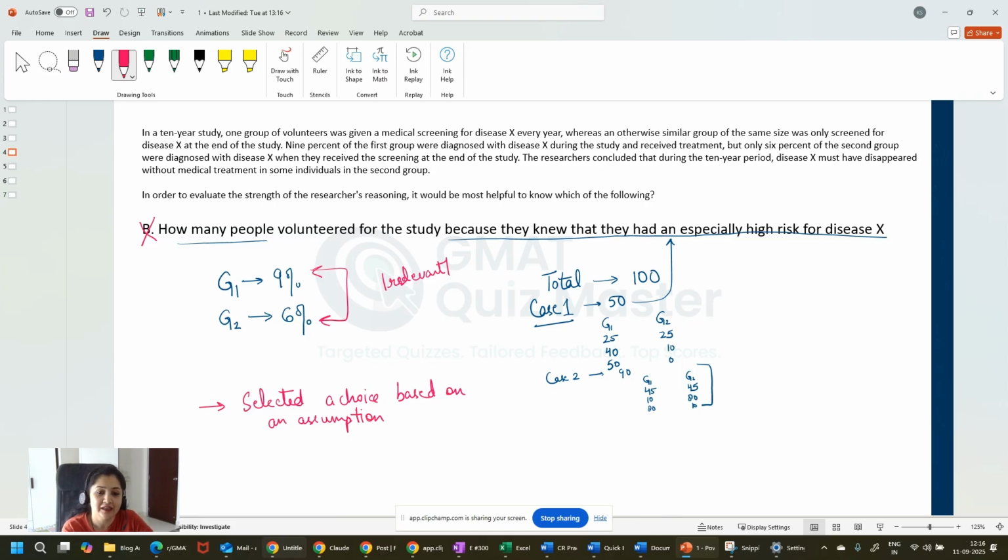So again, you selected a choice that is based on an assumption, and even if that assumption was true, this is already a mistake, that you are selecting a choice which is based on an assumption. Secondly, even if that assumption was true, you will need to see if this choice can actually act as an evaluate choice.